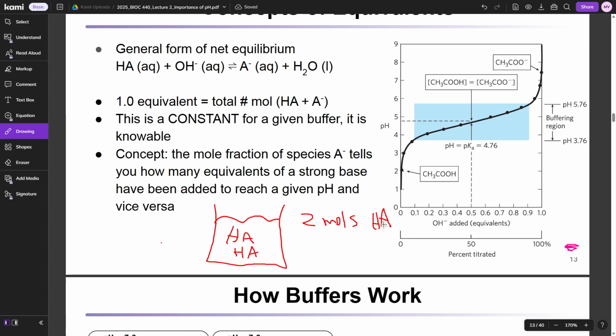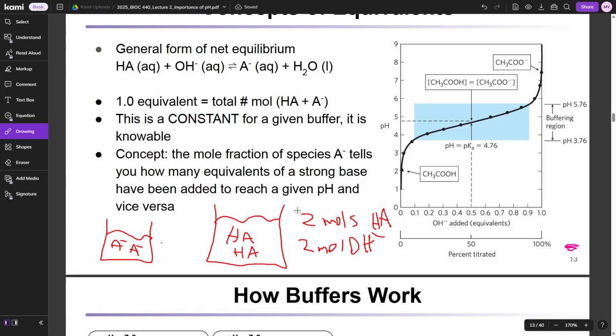Cool? That's good so far, right? If I add 2 moles of base, so 2 moles of hydroxide, you would agree that I would remove both of these protons, right? And I would just have a beaker that just has A minus in it. There's no HA in there, right? That makes sense? Yes? Okay.